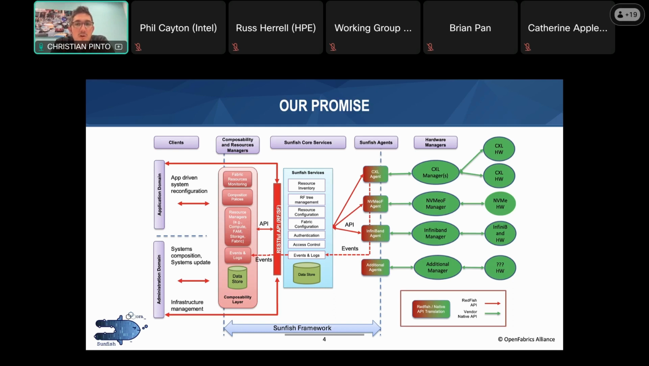Now we have the notion of Sunfish agent. The Sunfish agent is what translates Redfish into the actual dedicated, specific API for the hardware. You might have a CXL fabric manager, an NVMe over fabrics hardware manager, an InfiniBand manager. All these managers have their own API. What the agents do is translate this API into Redfish. In most cases, one would expect that these agents are provided by the hardware vendors.